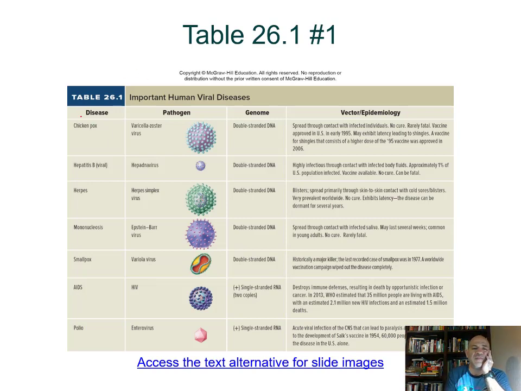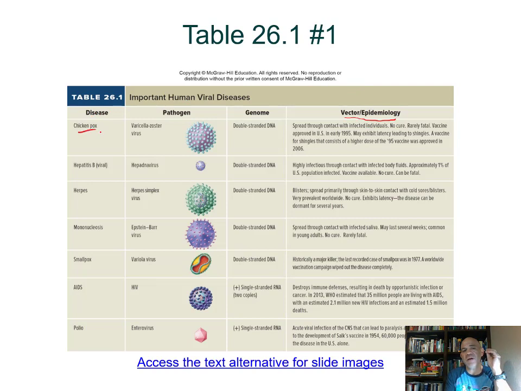The name of the disease is here in the first column, your pathogen, the type of genome they have, and then the vector and epidemiology. The vector is how it's transmitted, and then the epidemiology is basically how many people in a population can get infected with it, and when they get infected, how many get really sick, and then in many cases, some will die from that viral infection. So epidemiology studies those types of things. And indeed, we're hearing a lot about that with the COVID-19 virus.